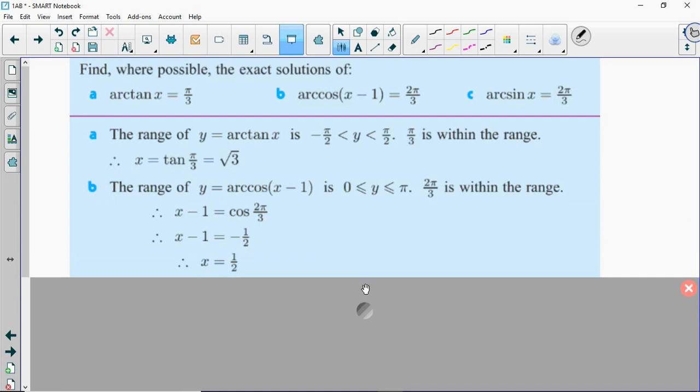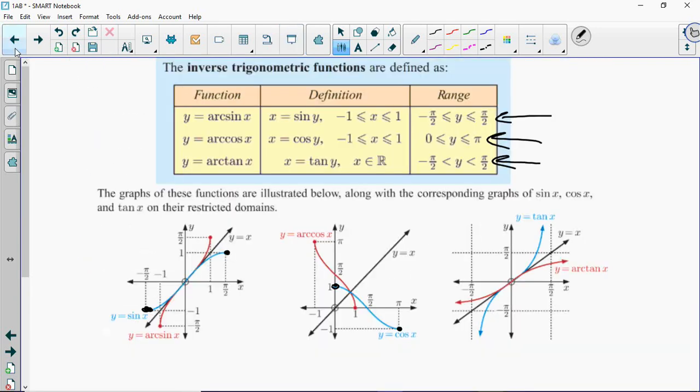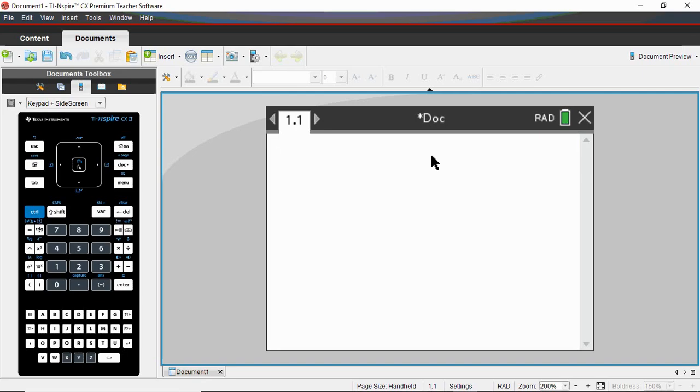For this third one, however, yeah, we could solve x equals sine of 2 pi over 3. The problem is that 2 pi over 3 is not part of the range of arc sine. So strictly speaking, this equation actually has no solution. If we look back at the graph and we tried to solve this red function, set it equal to 2 pi over 3, it doesn't work because it does not go high enough up. There will be no intersection.